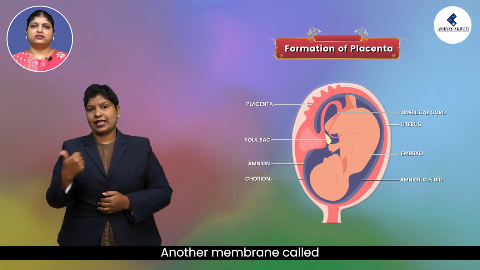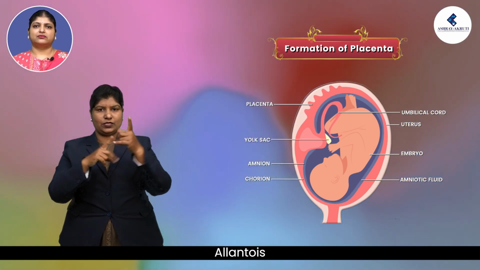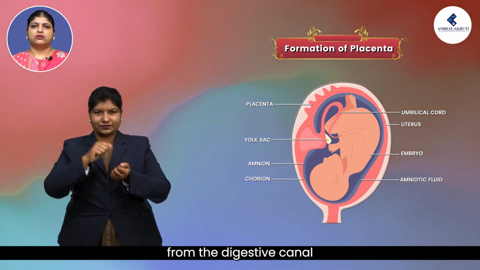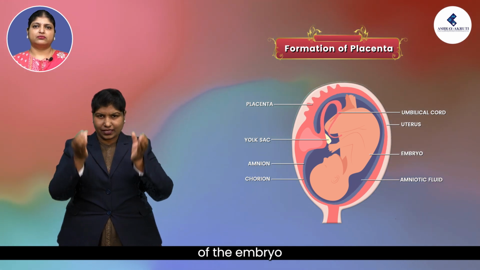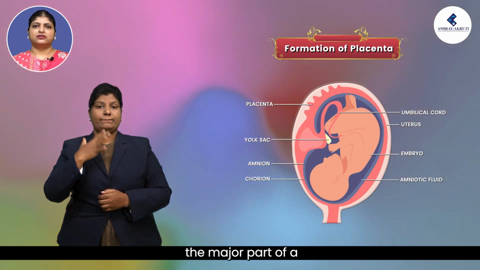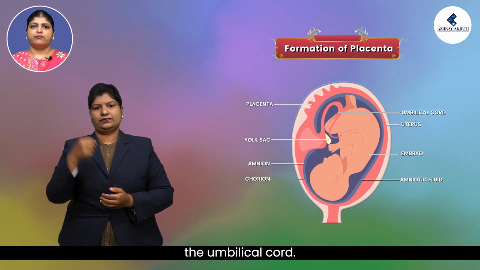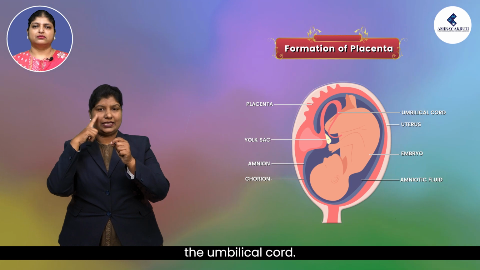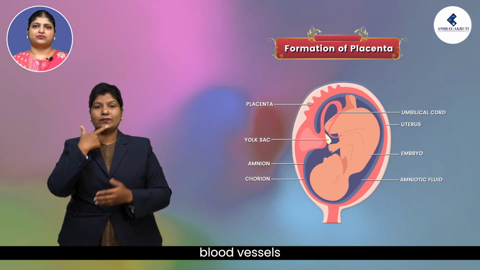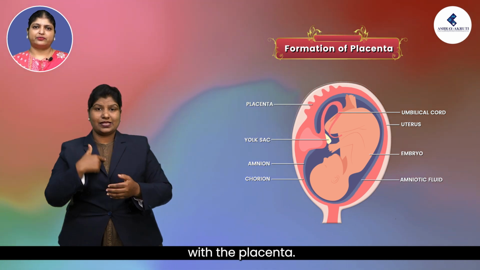Another membrane called allantois originates from the digestive canal of the embryo, forming the major part of a tube-like structure called the umbilical cord. It contains the important blood vessels connecting the embryo with the placenta.